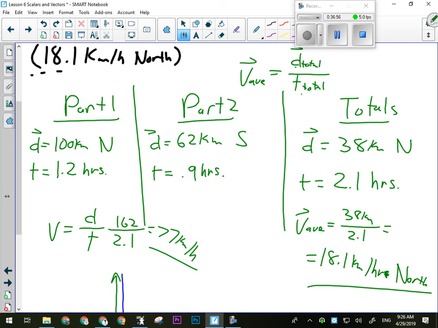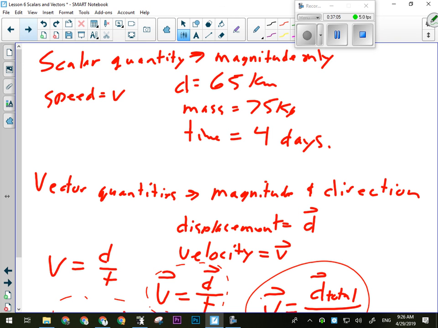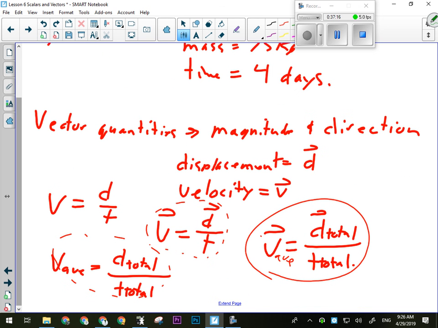That's a very typical type of question that you might encounter. So just kind of review here. Scalar quantities have magnitude only. Speed is a scalar quantity. Distance is a scalar quantity. Mass is a scalar quantity. Time is a scalar quantity. Vector quantities, like we said, are displacement and velocity. And we talked about this as well. Average speed is total distance divided by total time. Average velocity is total displacement divided by total time.